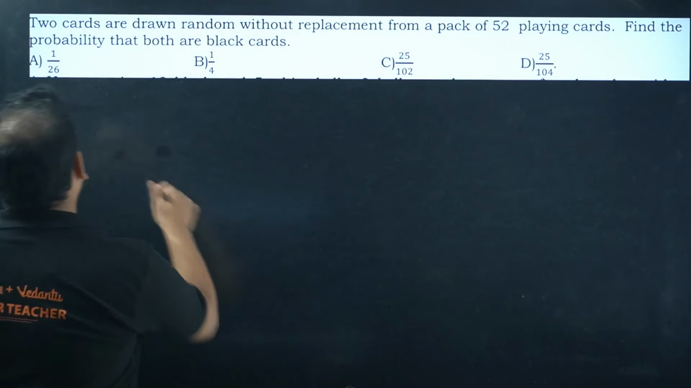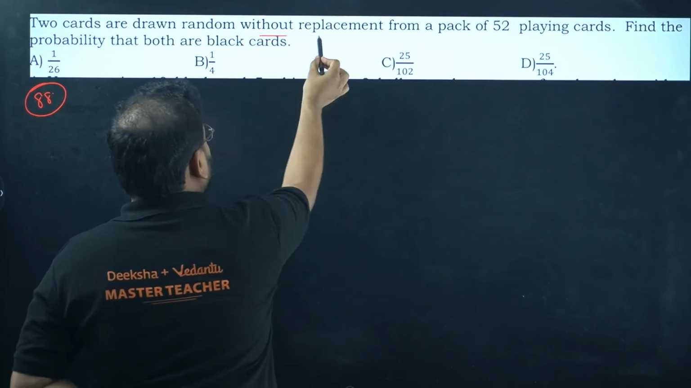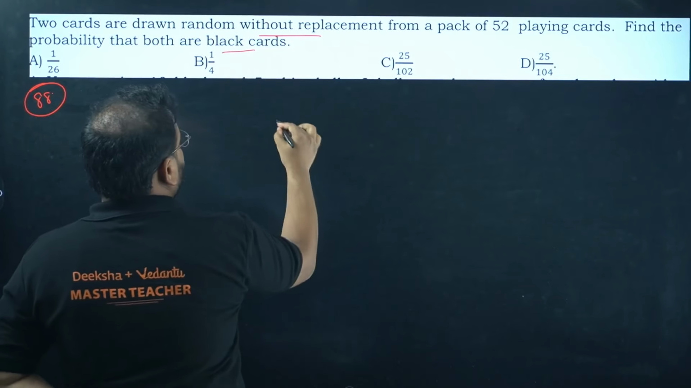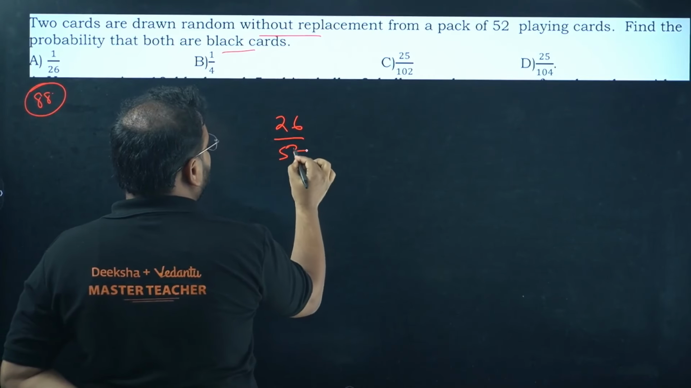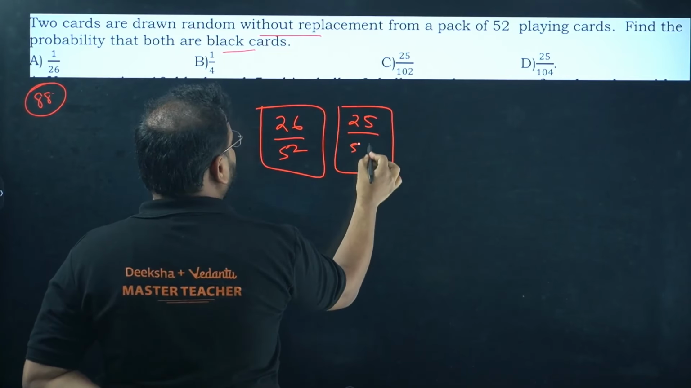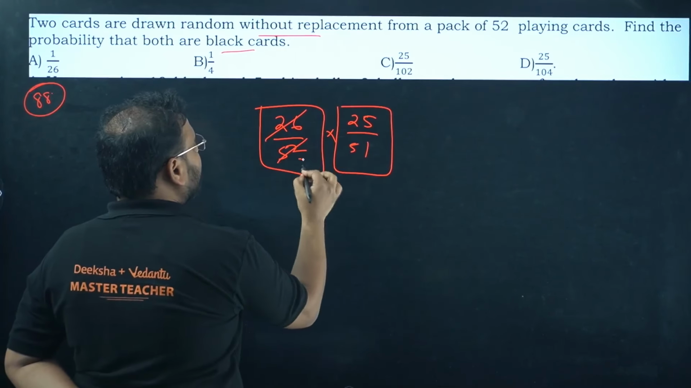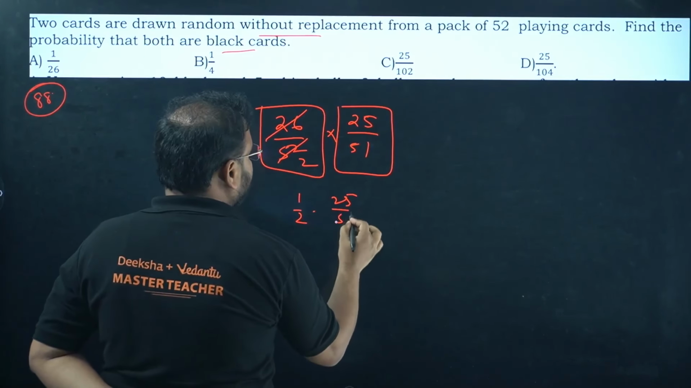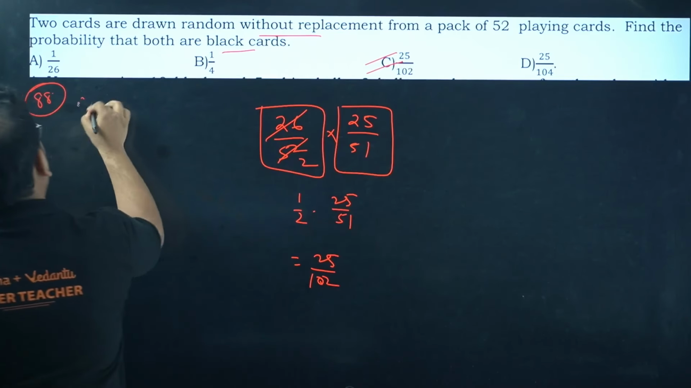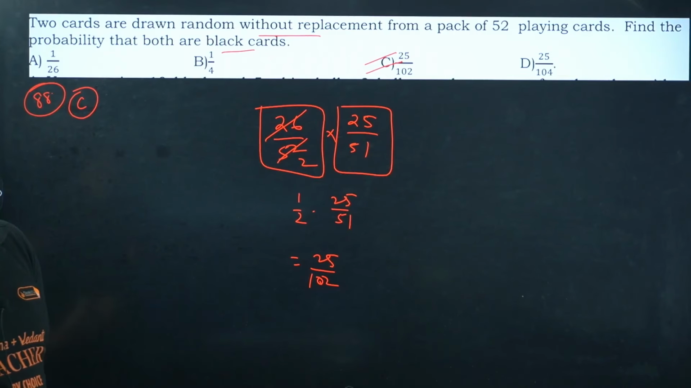Next question is 88. Two cards are drawn at random without replacement. Very important words: without replacement means the total number of cards will reduce. Find the probability that both cards are black. 26 cards are black out of 52. This is my first draw. Second draw will have 1 less card, so 25 out of 51. This is multiplication, since we are drawing both cards, so AND case. 26 by 52 will be 1 by 2, so 1 by 2 into 25 by 51, which is 25 by 102. Option C is correct. 88 is option C. Clear, guys?